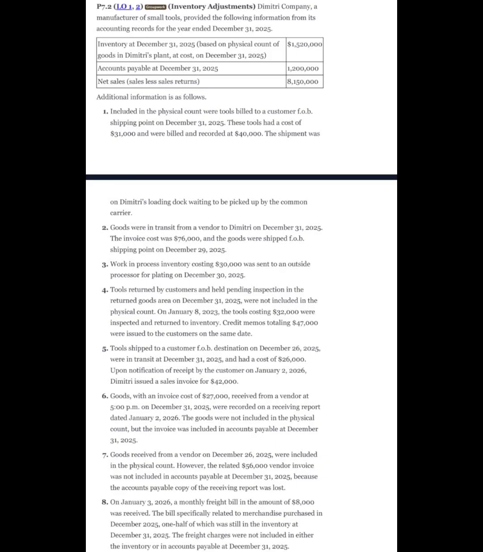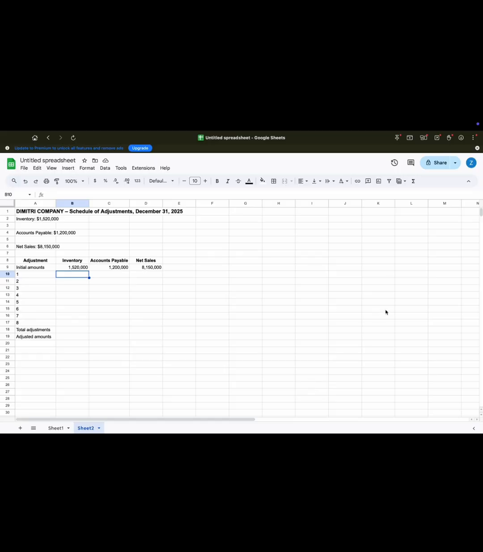Next is problem 7.2, inventory adjustments for Dimitri Company. We'll analyze how each transaction affects the company's inventory, accounts payable, and net sales as of December 31, 2025. The goal is to fix the ending balances so they reflect the correct ownership of goods at year end.